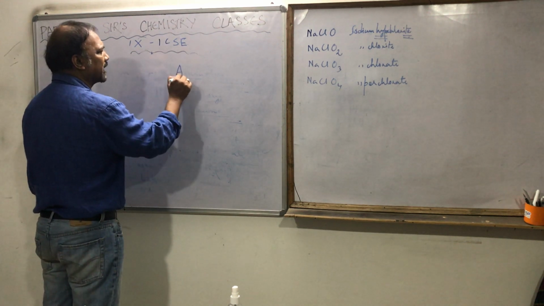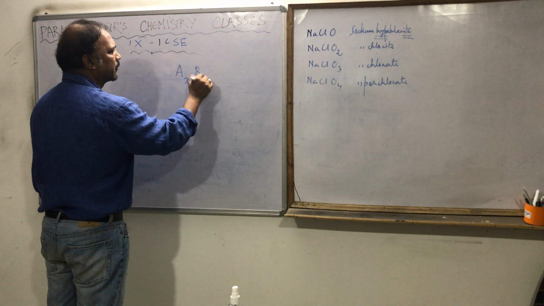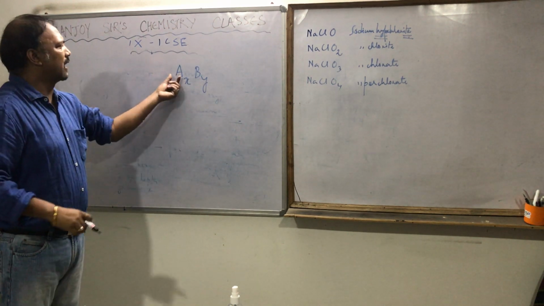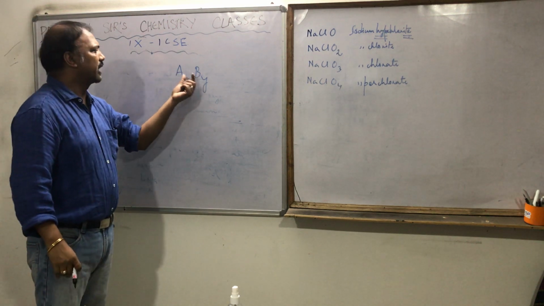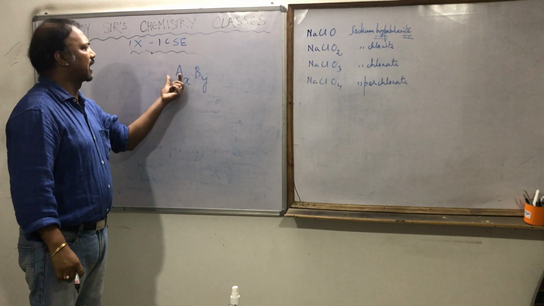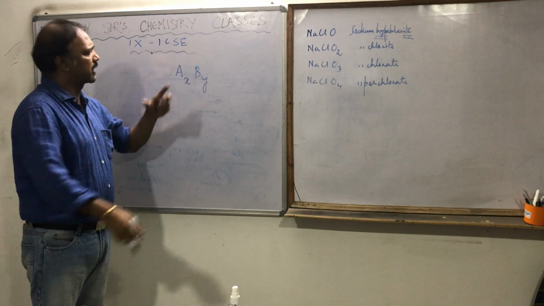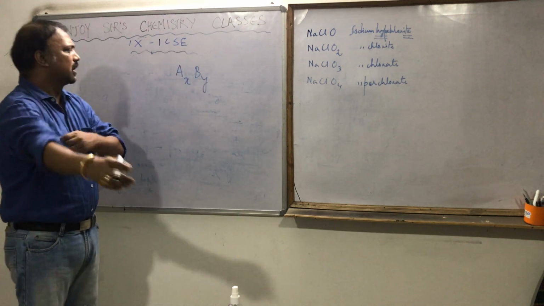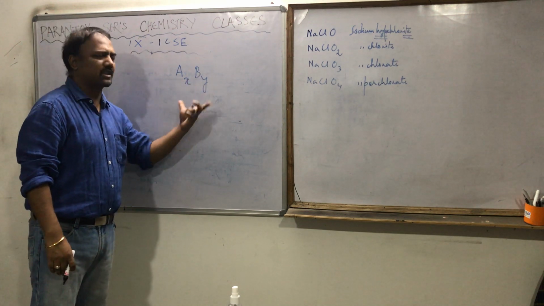Suppose the formula is AxBy. I told you A can be what? A can be an element, B can be an element, A can be a radical, B can be a radical, A can be a radical, B can be an element, whatever. Both can be elements, both can be radicals, one can be an element, one can be a radical. And the formula is x, y as the suffix.